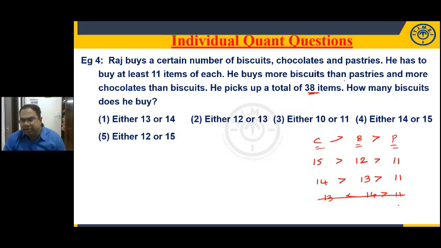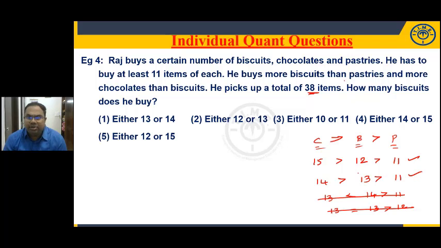Can pastries be 12? Let's say if this is 12, biscuits should be more than pastry. It should be at least 13. So 12 plus 13, how much more? 25. Total 38. And this is 13. These two are equal. This is greater, but these two are equal. But what is the condition? C should be greater than B. B should be greater than P. 38 items are satisfying for only these two cases.